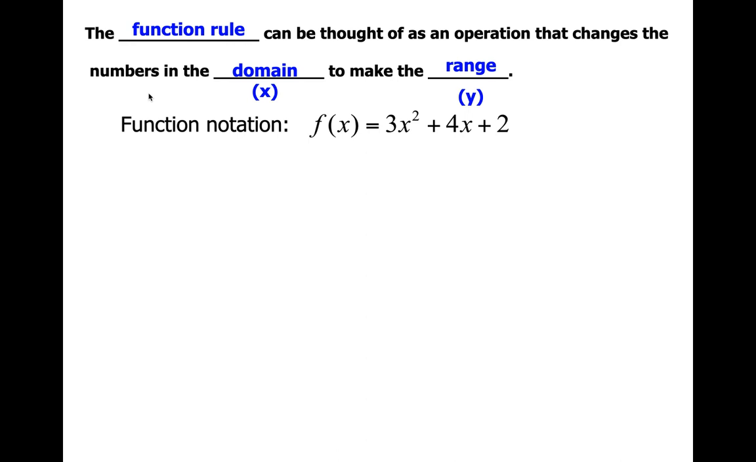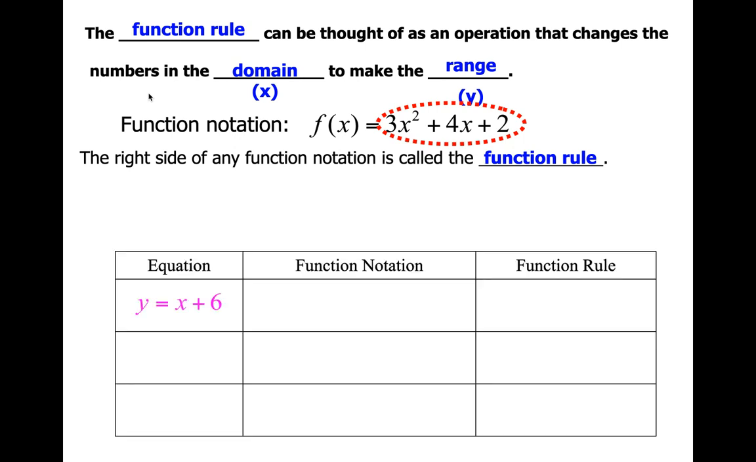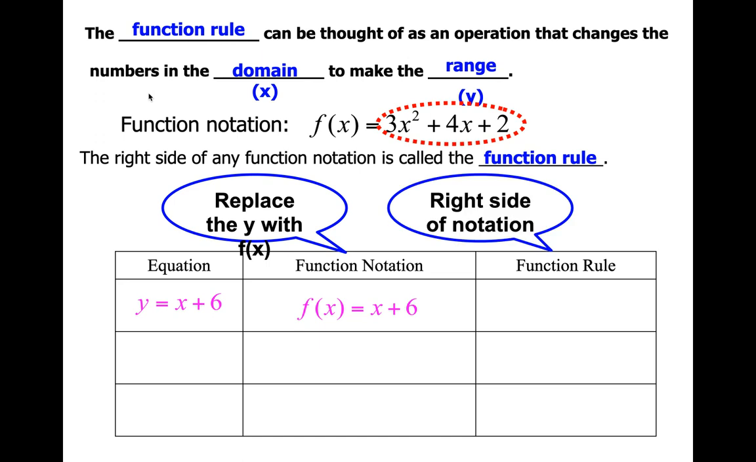So here we have a function. The right side of this is called the function rule. This is the thing that tells us how to change the x into the y. So we start off with an equation. Then we replace the y with f of x. That's how we put it into function notation. And the rule tells me what to do. So for this equation and this function rule, we will take all the x values and add 6.